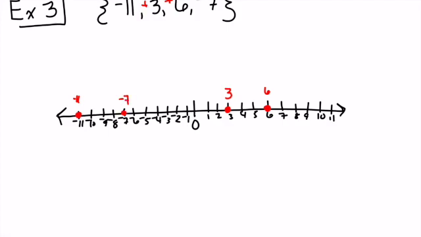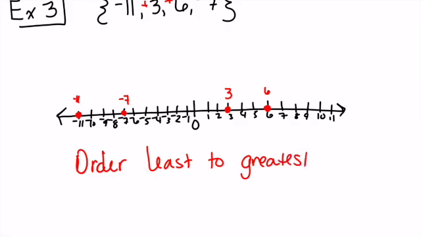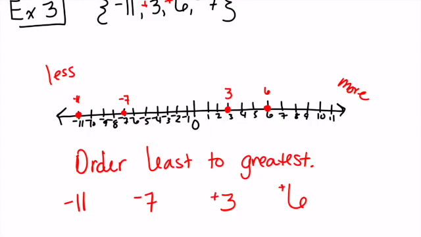So if I were asked to put these in order, let's say we're going to order them least to greatest. When I put them on a number line, they're already in order least to greatest, because down here is less and towards this end is more. So I start with my least value, which would be negative 11. And then my next one would be negative 7, and they're already written in order, 3 and 6. And you can write positive 3 or positive 6 if you want to. It's up to you.